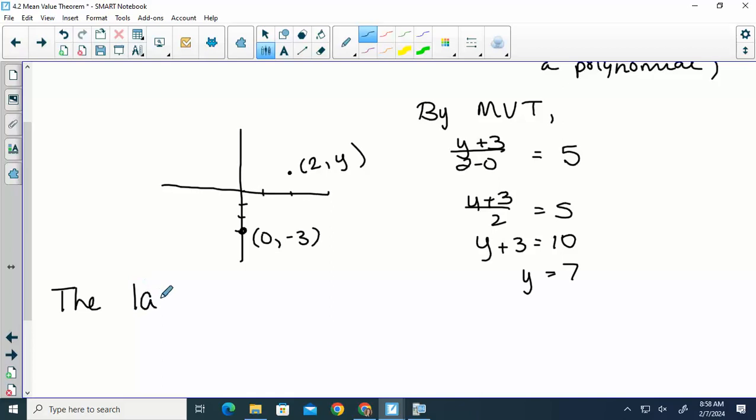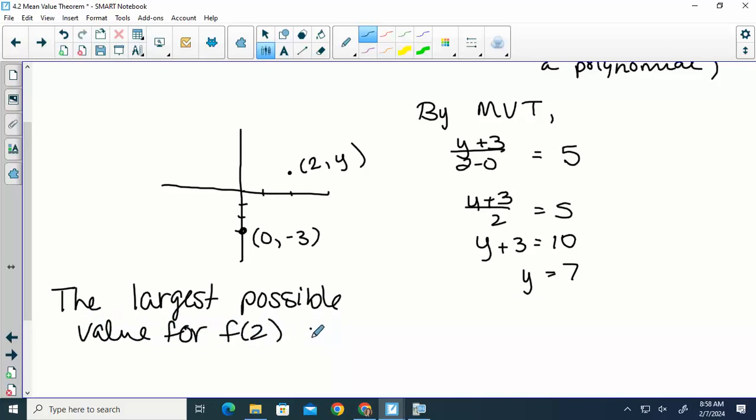So the largest possible value of f of 2 is 7. If it were any bigger than 7, that would make my slope bigger than 5, and we knew on this problem it could not be larger than 5.